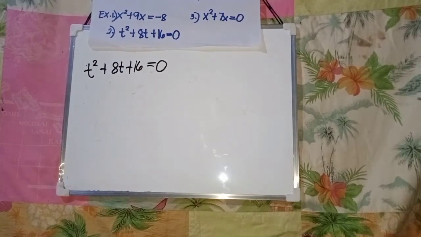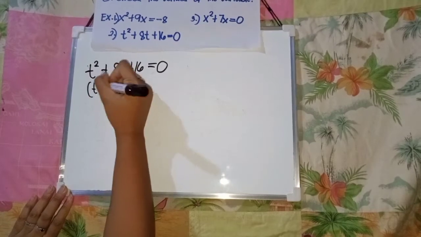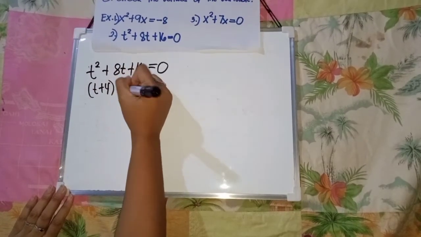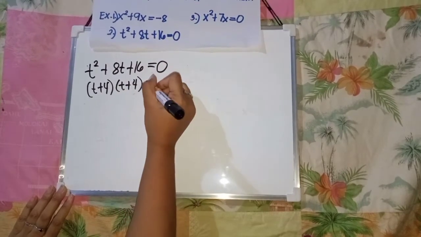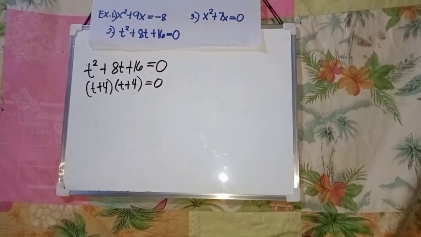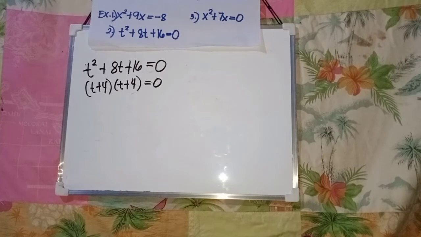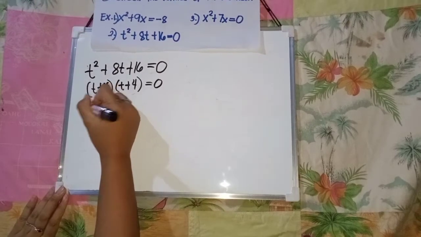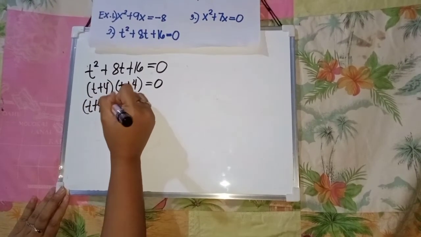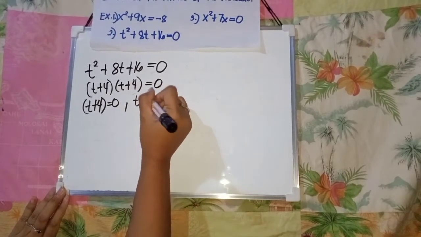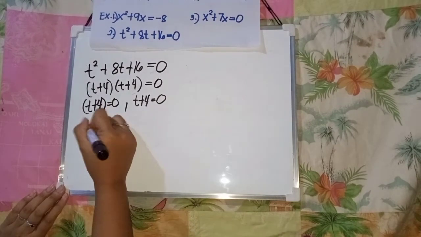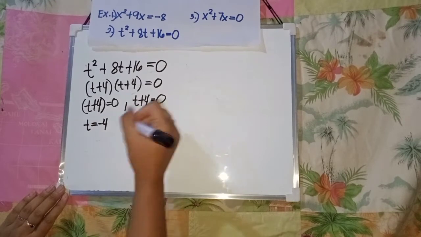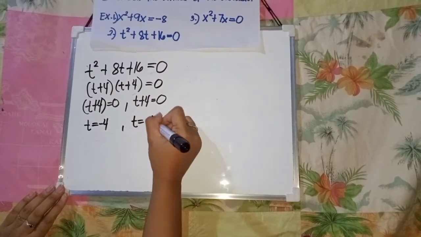So, we have 4. t plus 4, t plus 4 is equal to 0. Equate each term to 0. t plus 4 is equal to 0 and t plus 4 is equal to 0. So, with an additive inverse, t is equal to negative 4. And the other one, t is equal to negative 4.